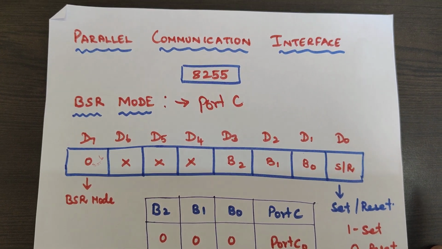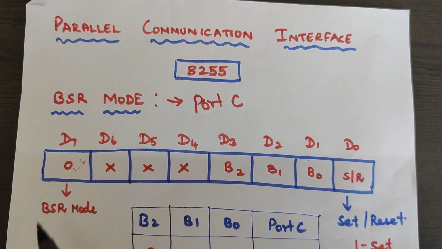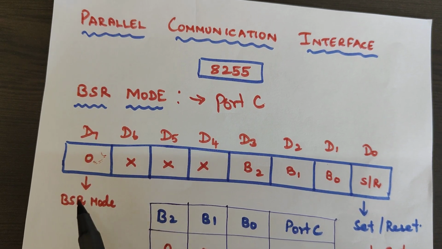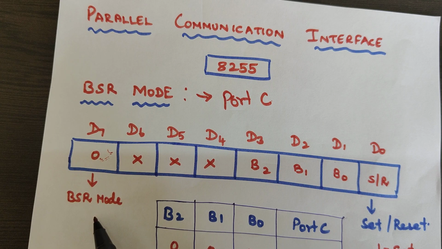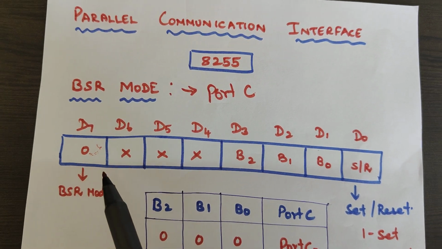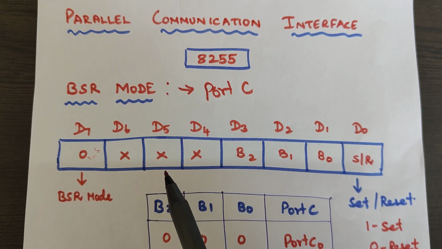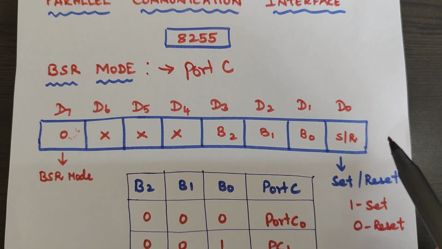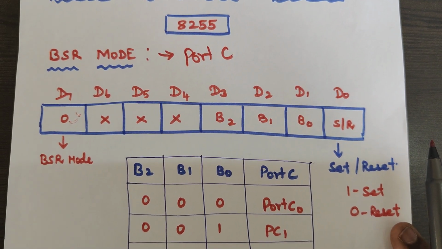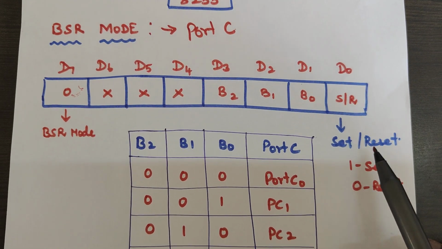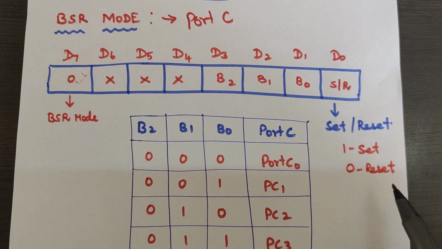It is an 8-bit register from D0 to D7. D7 represents whether it is BSR mode or IO mode: if D7 is 0, it is BSR mode, and 1 is IO mode. D6, D5 and D4 are don't care. D0 represents whether you are going to set or reset the port C bit individually. When D0 is 1, it will be set, and 0, it will be reset.